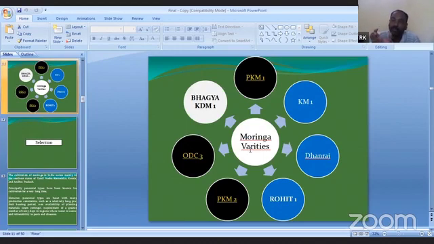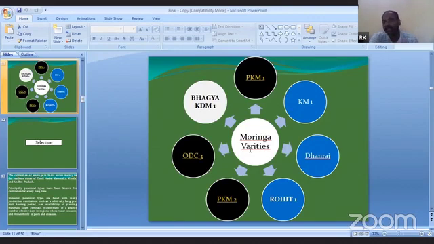PKM1 is Periyakulam 1. PKM2, ODC. Maximum farmers are using these three nowadays. Why? Because yield is more, profit is more. ODC also has three categories: ODC 1, ODC 2, ODC 3. Madhya Pradesh, Rajasthan, Uttar Pradesh, they are using ODC because it has more drought resistance compared to PKM1 and PKM2.